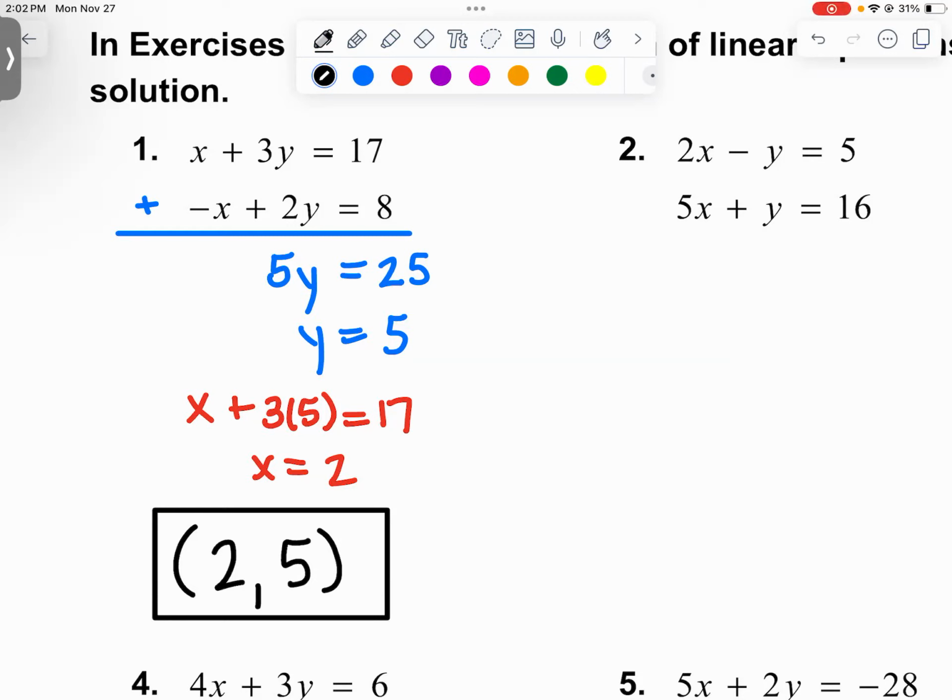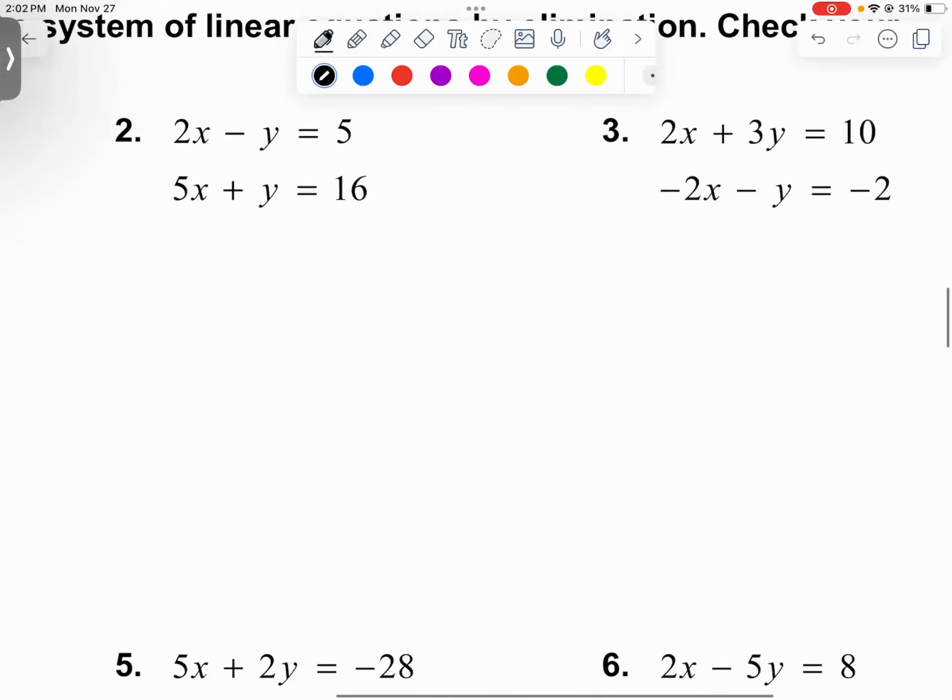Is 2 plus 3 times 5 equal to 17? Is negative 2 plus 2 times 5 equal to 8? Cool. All right. How about you try number 2? Number 2.